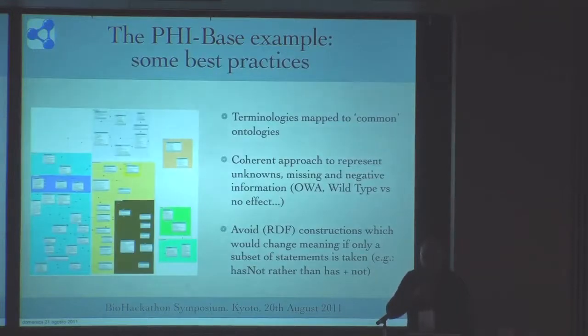And then there is a set of best practices that are pretty common sense. Of course you want to map terminologies to common ontologies, you want a coherent approach to represent unknown, missing and negative information, and the like. And also you want to avoid RDF constructions that would change meaning if only a subset of statements is taken. So in case of negative information, say the entity does not have something as a property, rather than has something and then attach not.